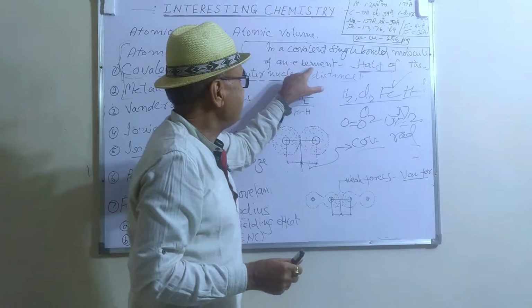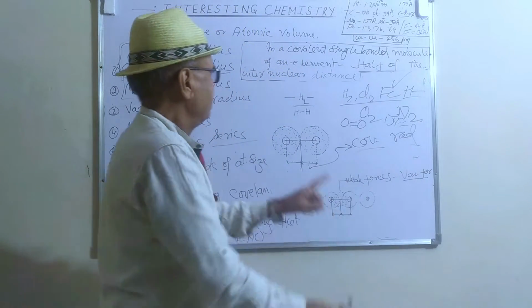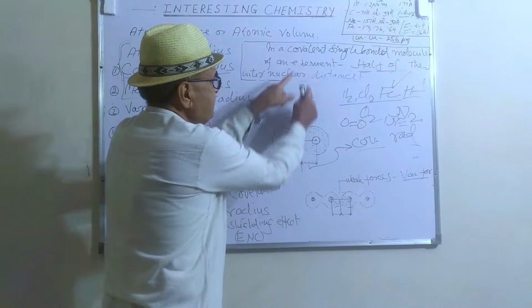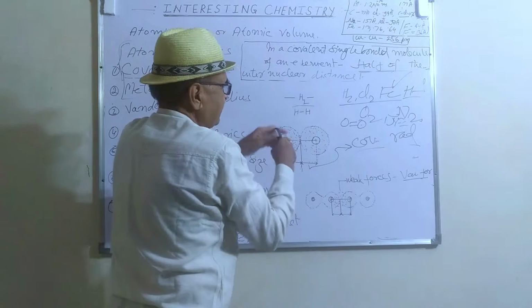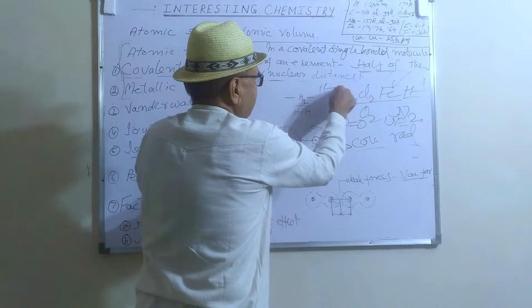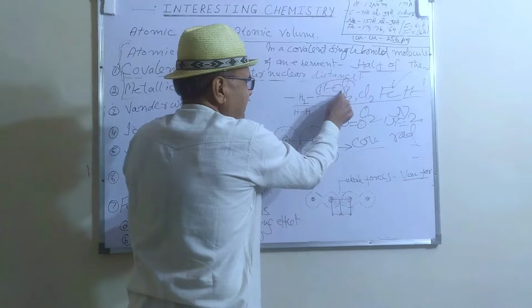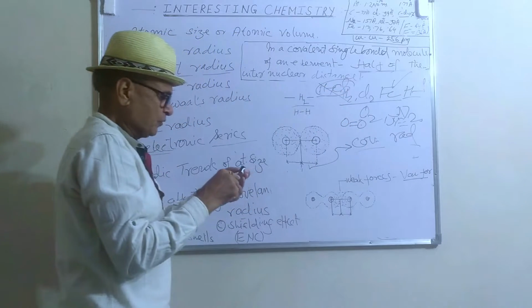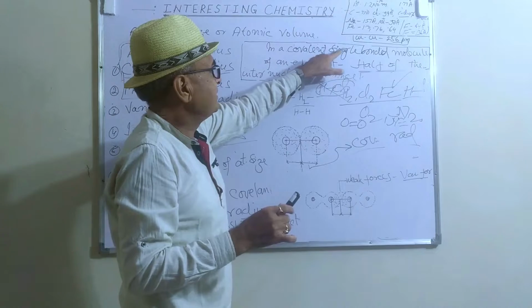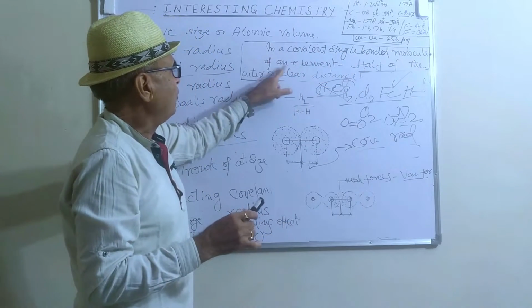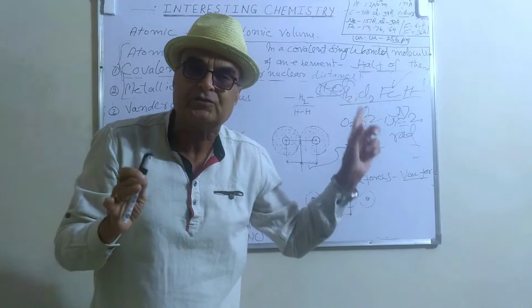What do I mean by an element? It means both the atoms are the same element. This is hydrogen, this is hydrogen. If the atoms are different, then it will be different. So, in a covalent single bonded molecule of an element, I think you have understood what I am saying.